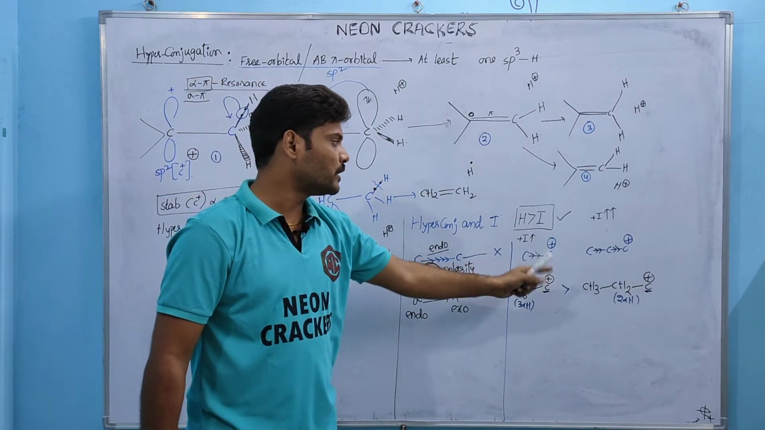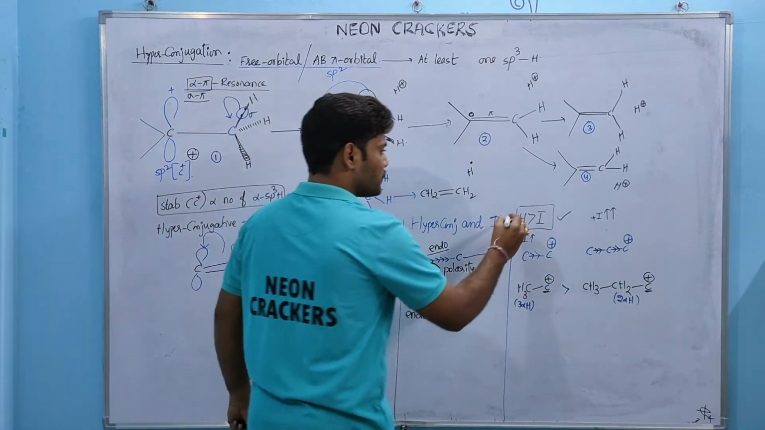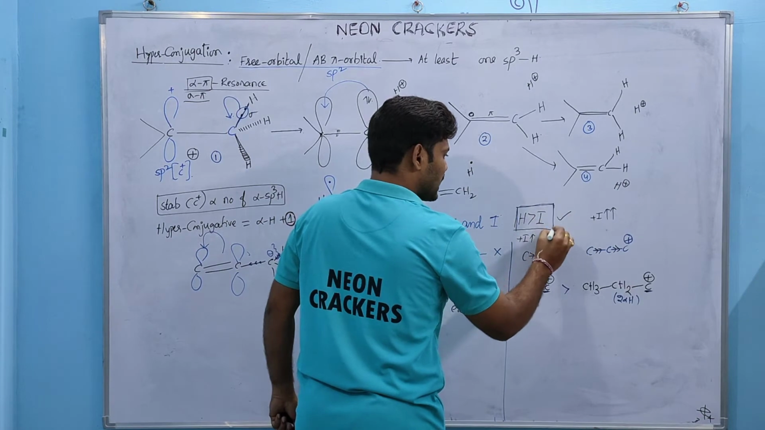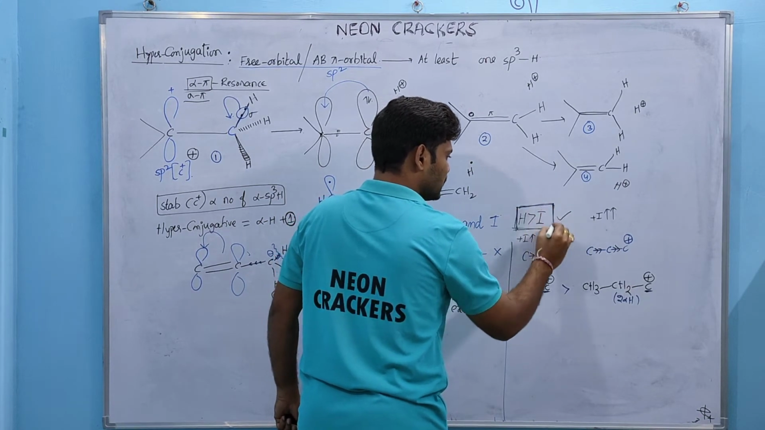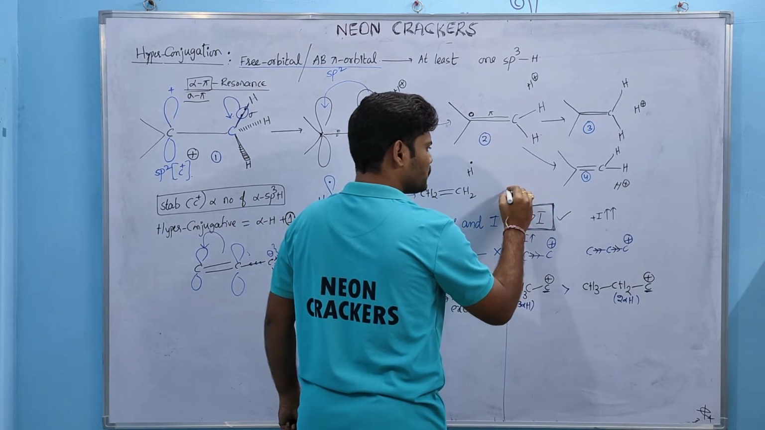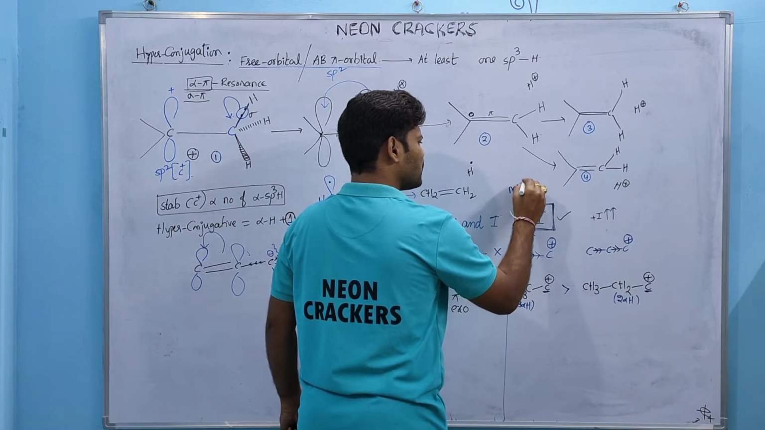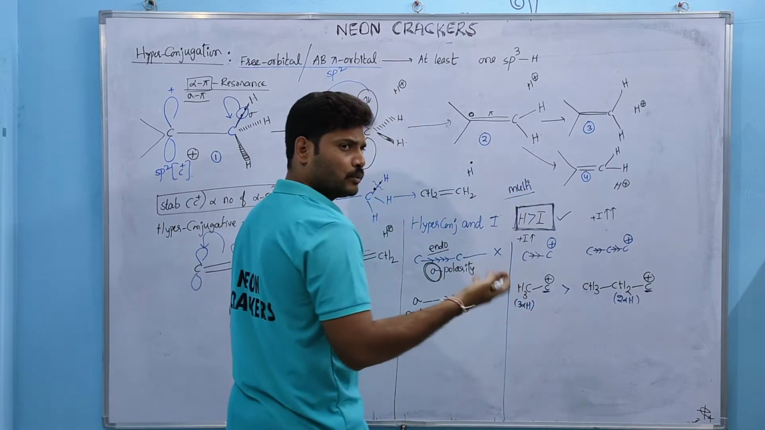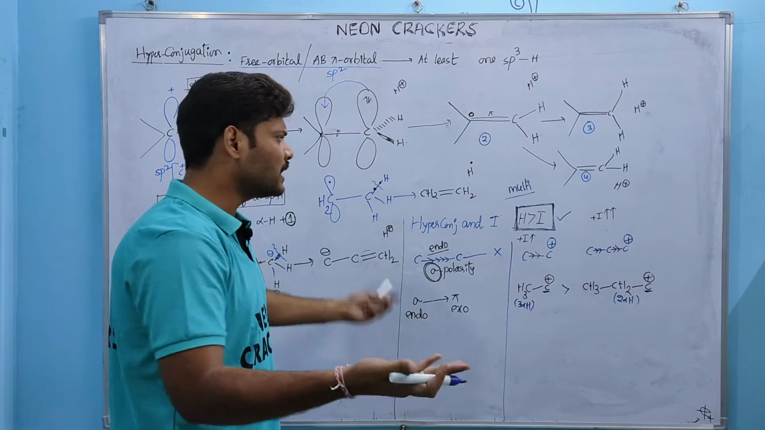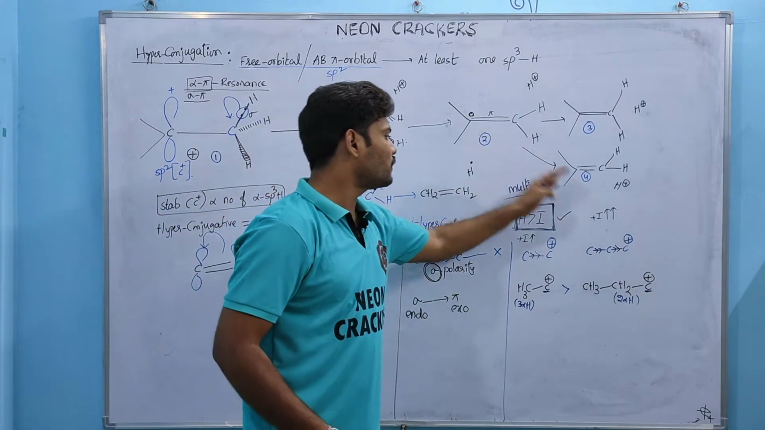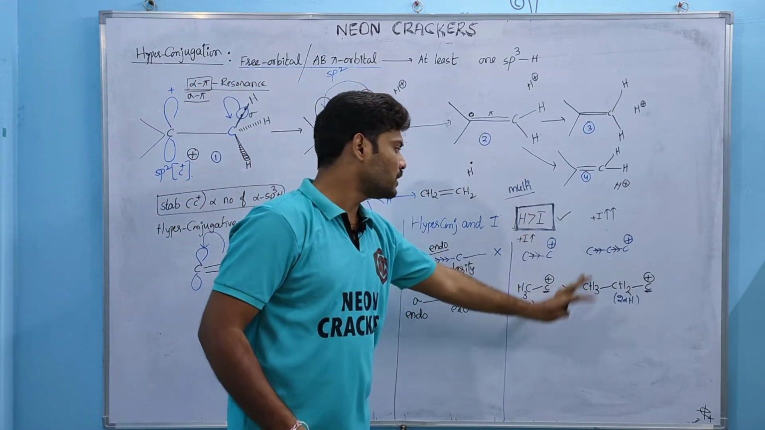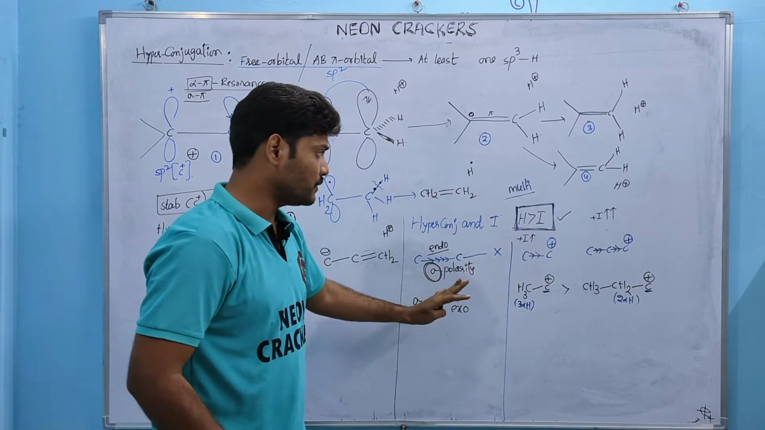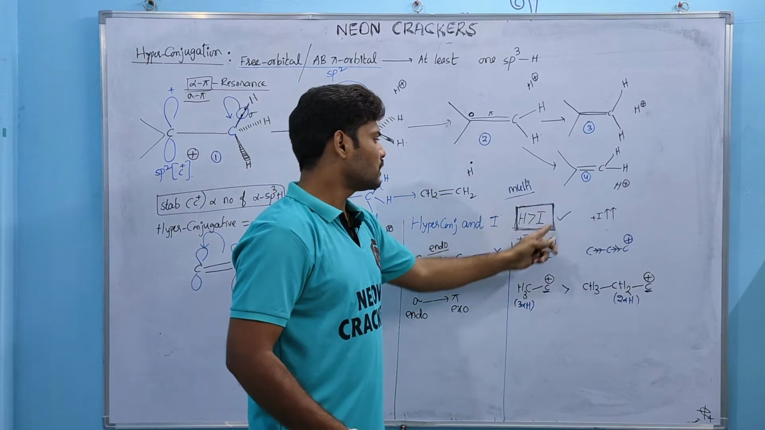Very, very important point: inductive and hyperconjugation. If you make a clash between these two, then there are multiple effects. Maybe 2, maybe 3, maybe all, depending upon the structure. So out of all factors, which is the dominant one? We must know the reason, and after knowing that, what is the dominant effect?